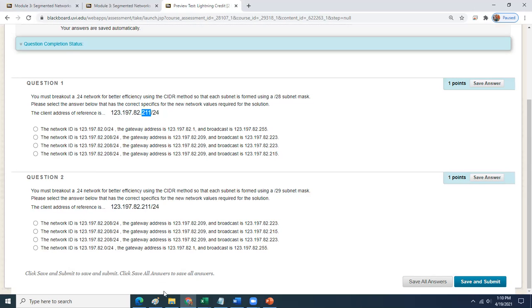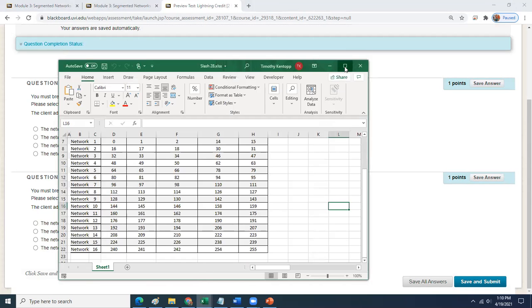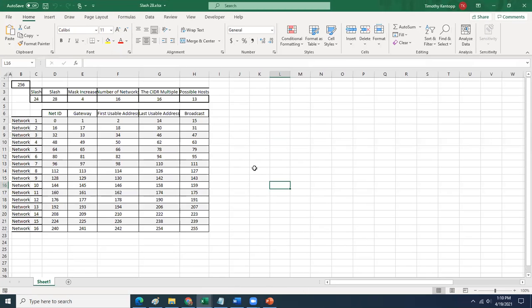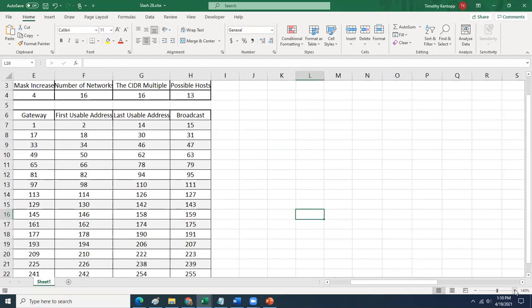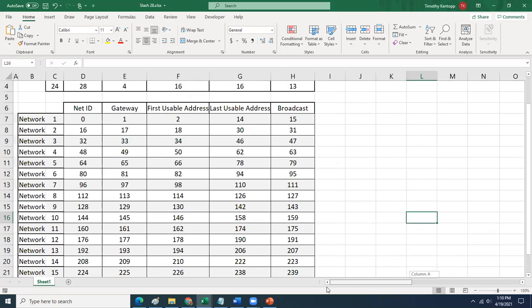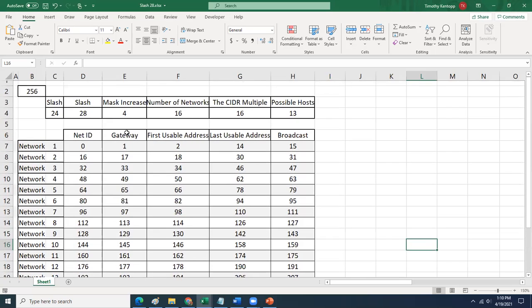I'm going to open a /28 subnet mask template. Let's see if we can enlarge this a little bit, a little easier to see. So if you have a /24 network and we break it out with CIDR to a /28 network, the mask increases by 4. So there's 4 more ones in the subnet mask.